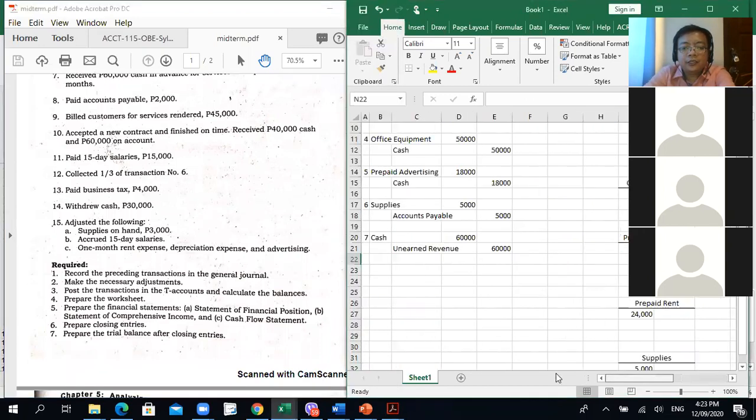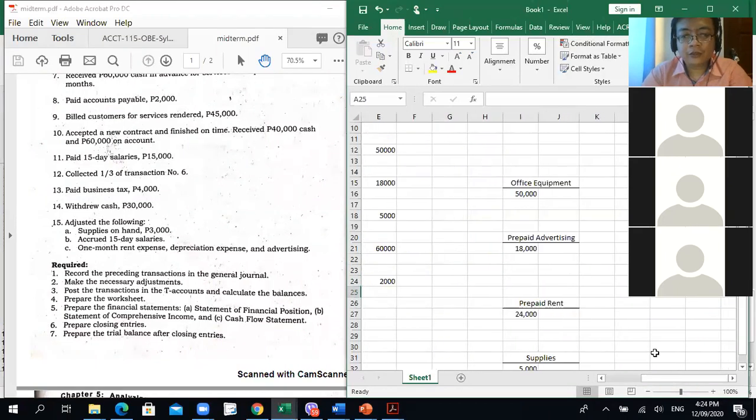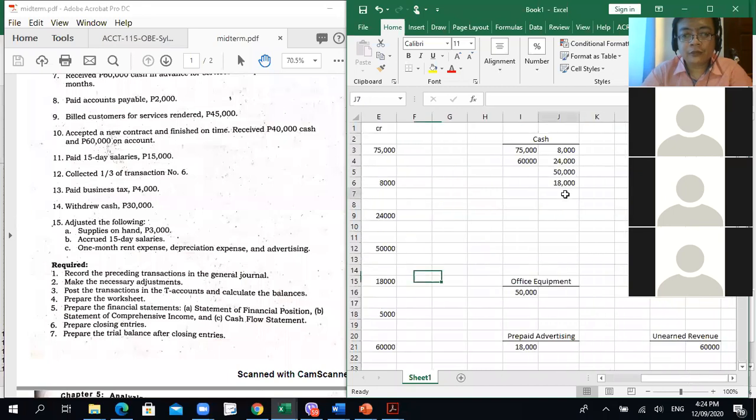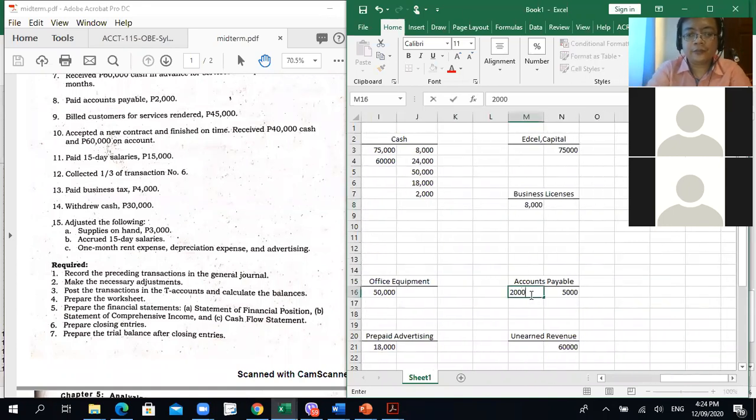Number 8 is, you paid accounts payable 2,000. So the entry here, if you paid accounts payable, of course, it is the debit here is accounts payable, right? And accounts payable here, the cost is 2,000, right? Okay. How about your credit? Your credit is cash of 2,000. So here you have accounts payable. Of course, your cash here is 2,000. So you have here 2,000 and accounts payable also of 2,000 here. All right. Number 9.